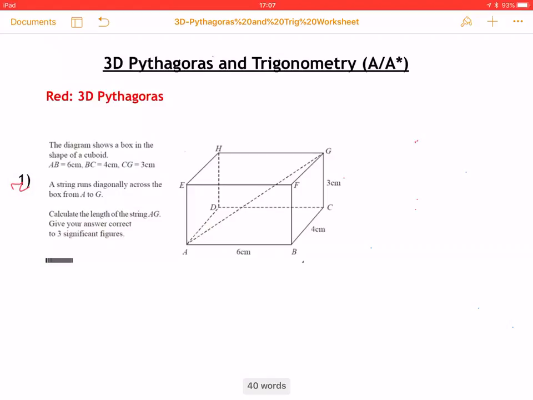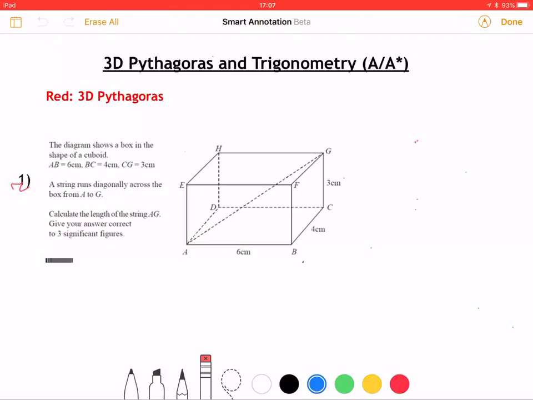We'll have a look. So if we have, where's the pen? Oh, there we go. Cool. And let's choose red, it seems to work nicely. So we need to work out, it says a string runs diagonally across the box from A to G, and I'll just do that in red. Oh, the pen feels a lot nicer, actually. There we go. Calculate the length of the string AG.